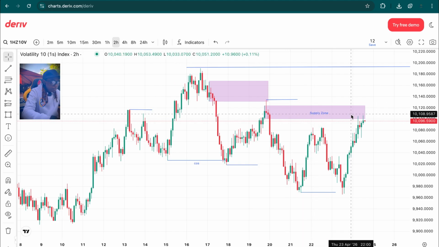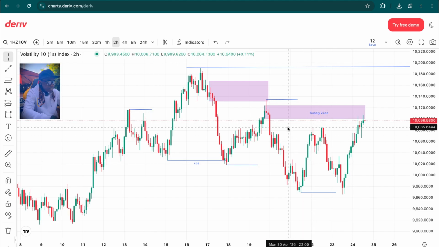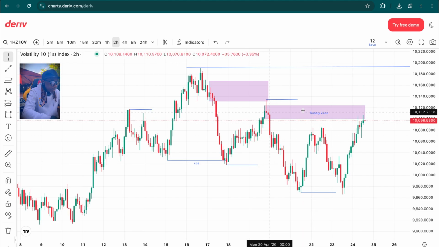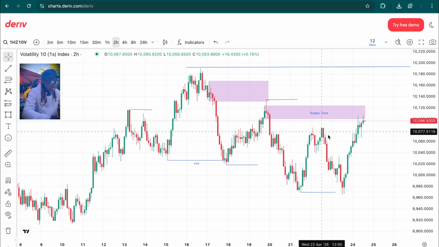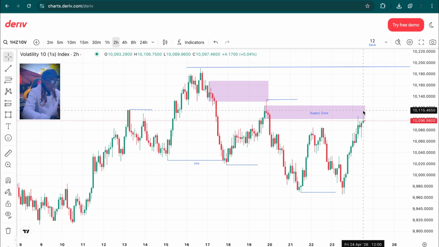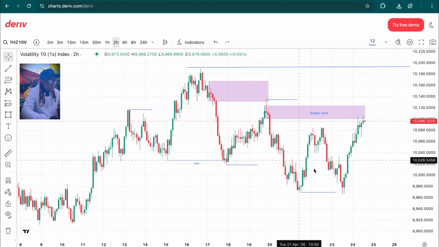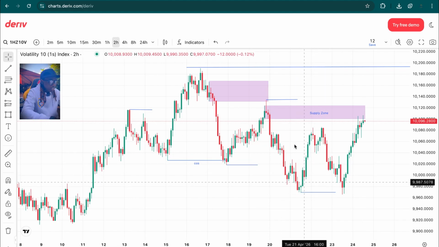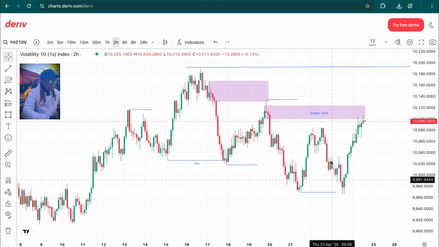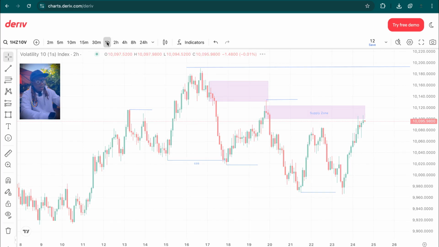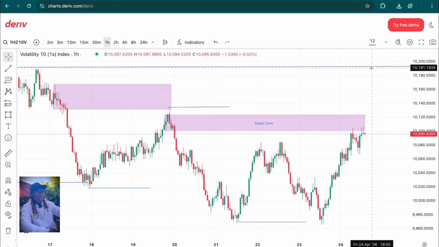After I had marked my order block, the market was somewhere around here. So I had already marked my supply zone. And after marking my supply zone, I went down to zoom in into this internal structure that was supposed to bring us all the way to this supply zone. So I went to my 1 hour chart. Now we are still going down.